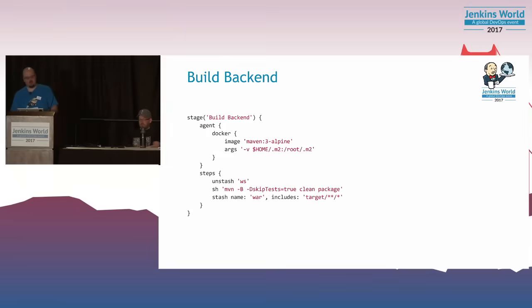In this case, we only need the standard Maven 3 Alpine Docker image to run in, mounting the .m2 directory so that we don't have to download the internet for every single build we do. And then the first thing to do is to unstash the workspace that we stashed before. Run Maven, we'll skip the tests for now, do that in a later stage, and then we take the build result and stash that as well as a separate stash that we can use later on.